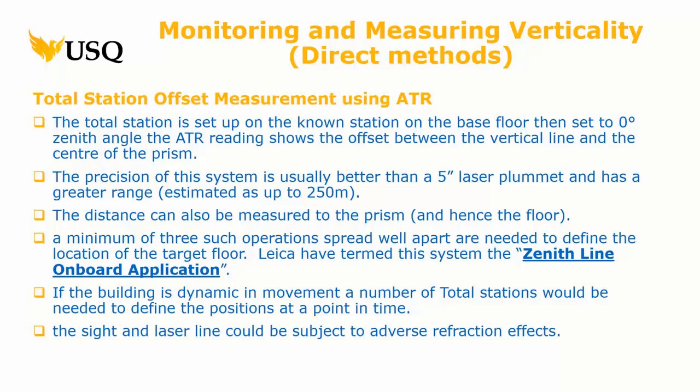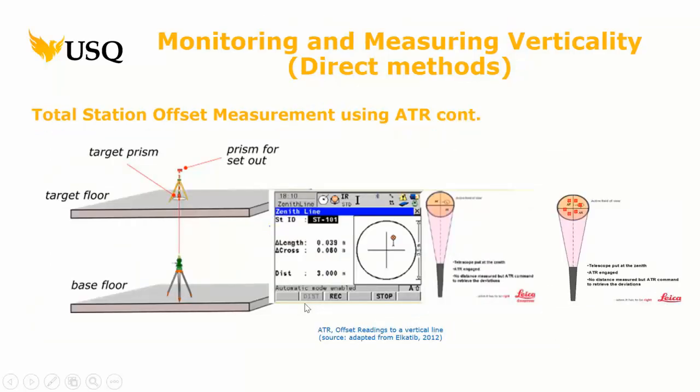Right. If the building's dynamic, so we've got that 10, 15-minute movement, the number of total stations would be needed because you've got movement. We'll come back to that a little bit later as well. And the laser, the line of sight, everything else is still subject to refraction. There is still some refraction vertically. It is less, so refraction's less of a problem with these sorts of methods than with others.